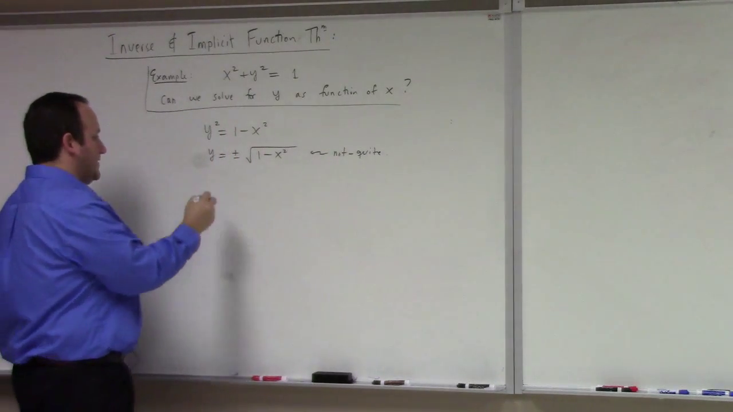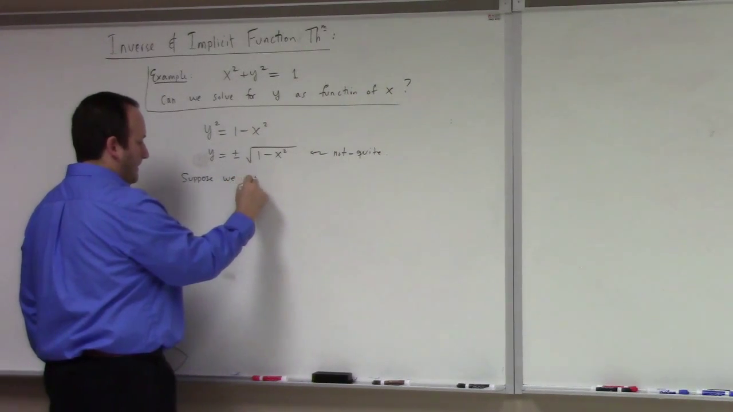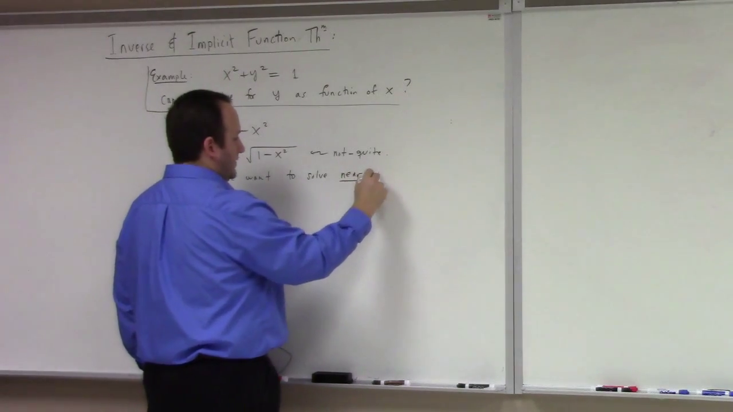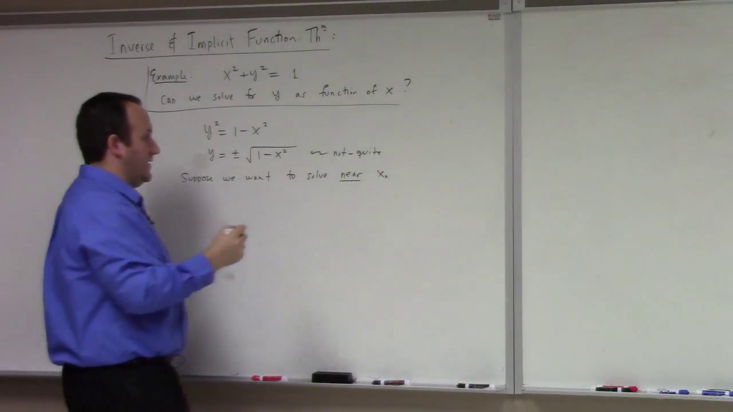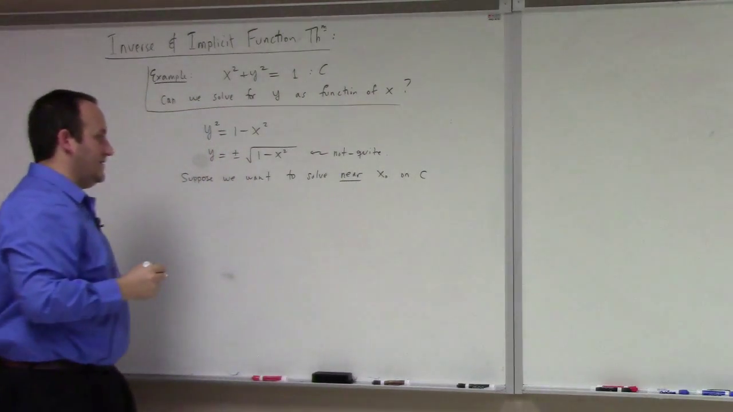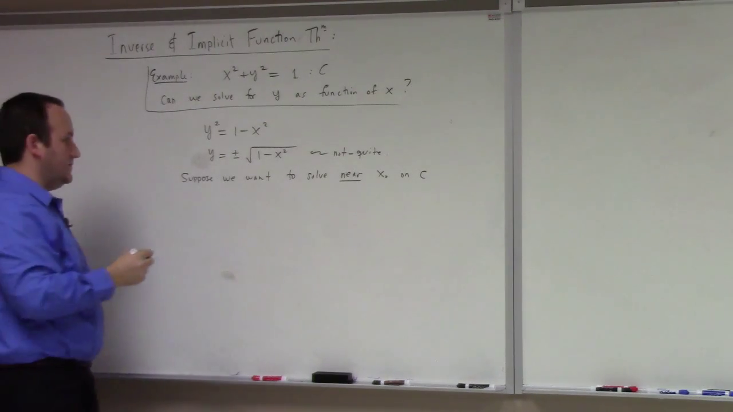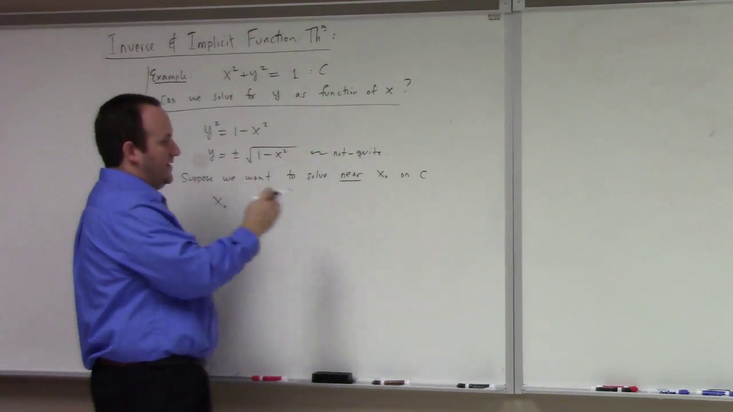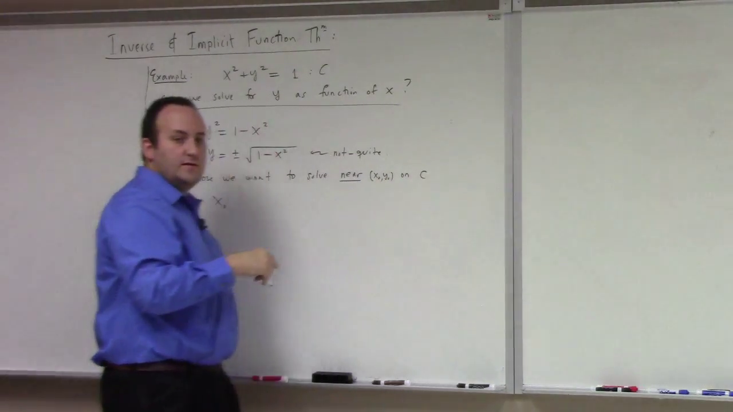But if, on the other hand, we say, well, suppose we want to solve near, let's say, x naught on the circle. Let me give it a name. Let's call it C. Near x naught on the curve, then you can sometimes do it, right? If x naught is what? Well, let me say it's not x naught that matters. Let's talk about the point x naught, y naught. Near x naught, y naught.